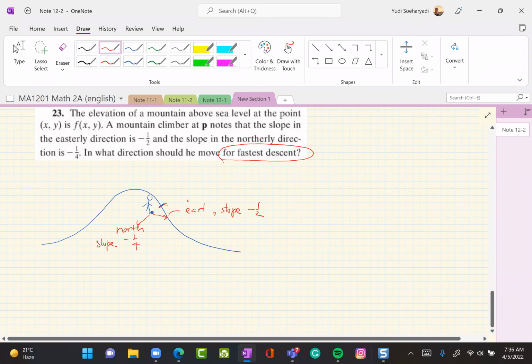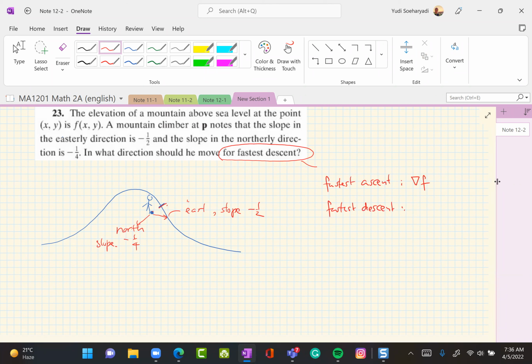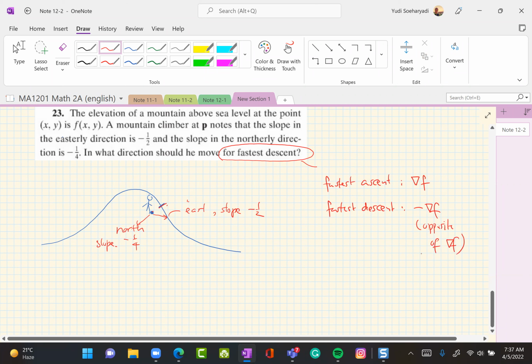Fastest ascent would be in the direction of, let's see, not really this one. Okay, fastest ascent would be the direction there. Fastest descent would be the opposite of this, making the sign negative.